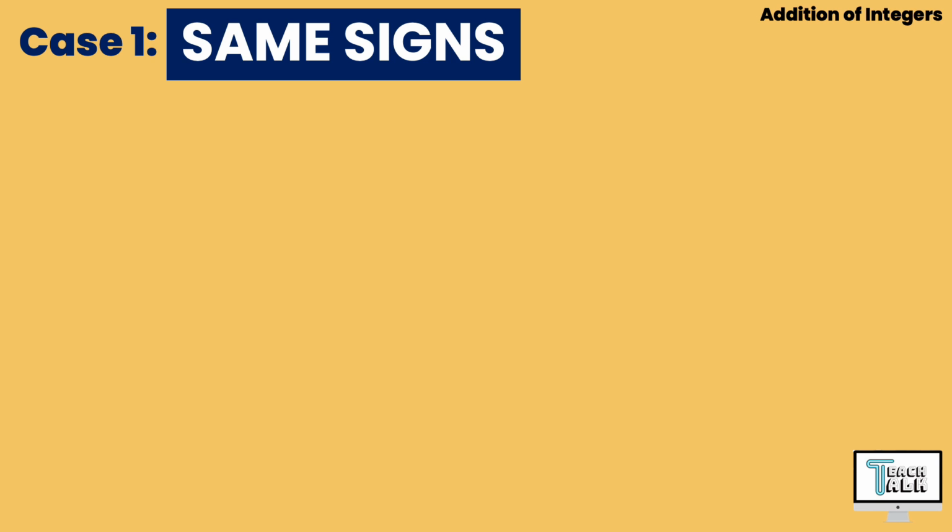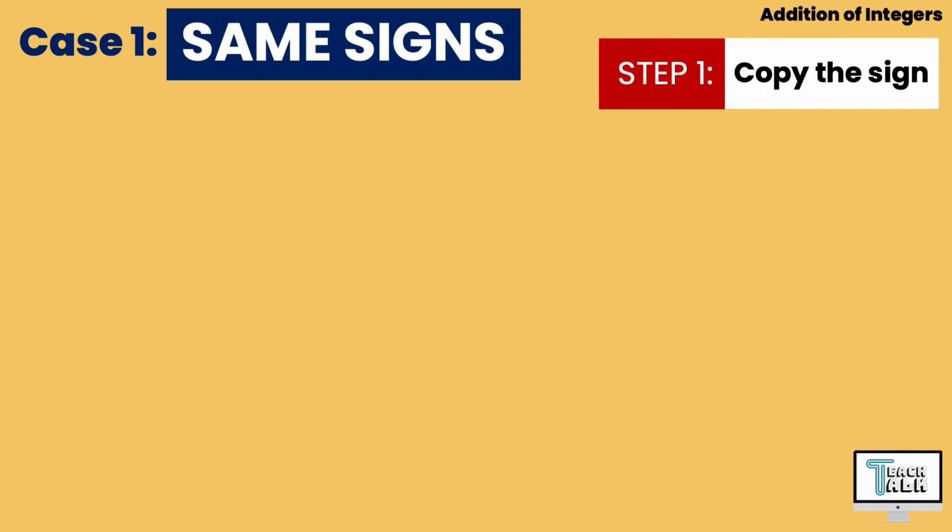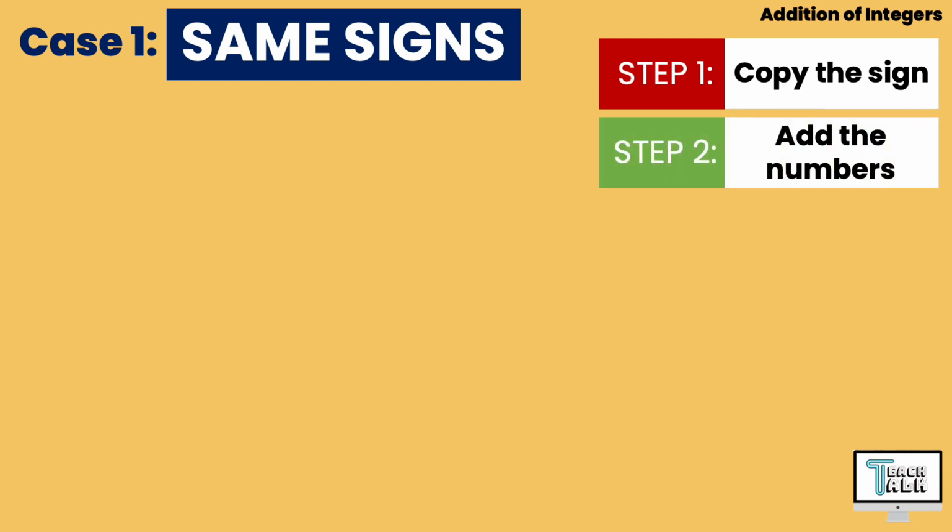Now, kapag meron tayong same signs or yung first case natin na magkapareho ang signs ng dalawang numbers, meron tayong two steps to solve this problem. First step natin is copy the sign. Kung ano yung sign nila, i-copy lang natin. That will be the sign of our answer. Kung pareho silang negative, therefore, ang sign ng answer is also negative. Kung pareho silang positive, therefore, ang sign ng ating answer is also positive. Ang second step natin, we will add the numbers. I-disregard natin yung sign and then i-add natin ang numbers. Okay? Let me give you an example para mas makita ninyo.